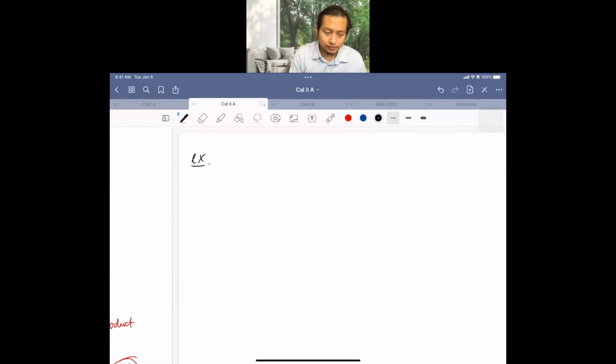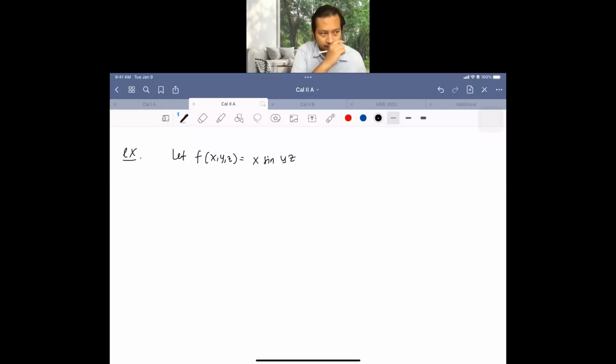Example. Let f(x, y, z) be x sine(yz). Find the gradient of f and find the directional derivative at (1, 3, 0) in the direction of vector u equals i plus 2j minus k.